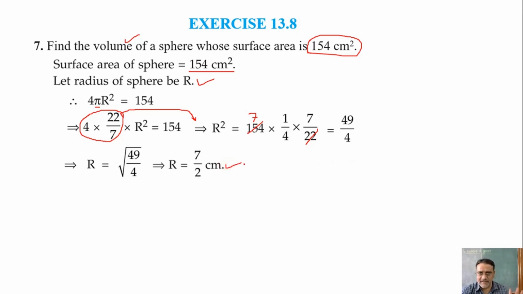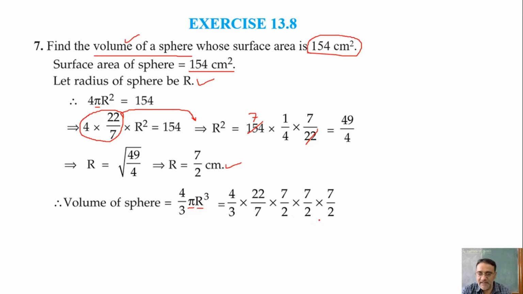Now we got the radius. Now we are going to find the volume of sphere. What is the formula of volume of sphere? 4 by 3 pi r cube. Good. Now we'll substitute the value of pi and r. So pi is 22 by 7, r is 7 by 2. We'll cancel the 7 and the 4 with 2 2. And this 22 also we can cancel with this 2. So we are getting 11.